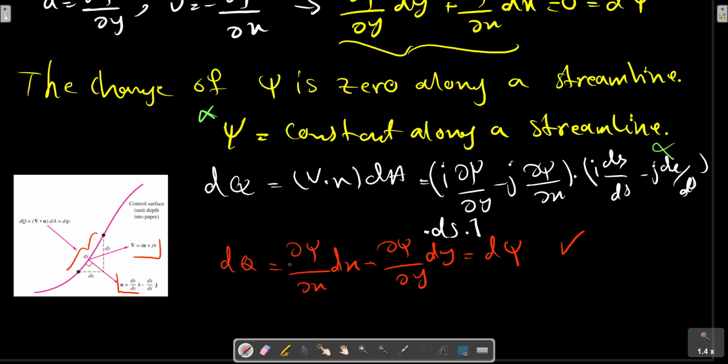The volume flow between any two streamlines in the flow field is equal to the change in stream function between those streamlines, and we have the integration of dq equals Q. We can write Q from point 1 to point 2 in a flow.